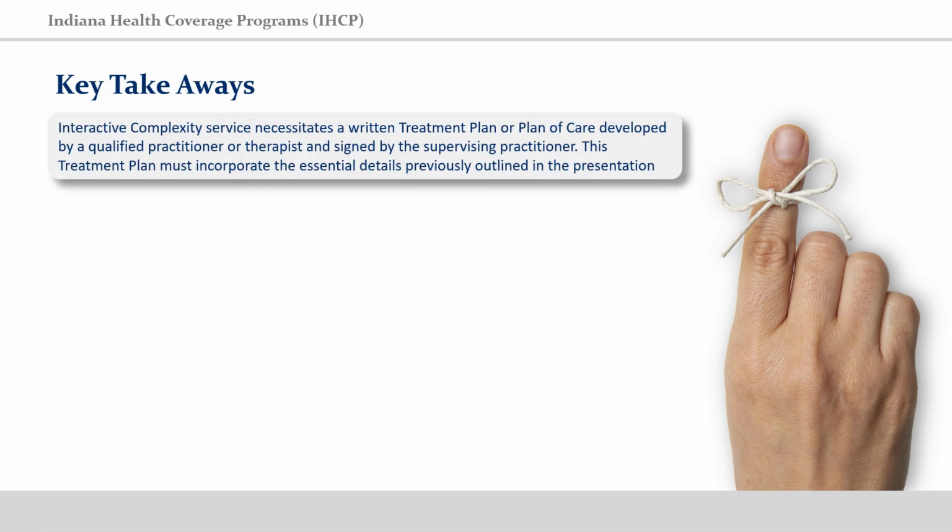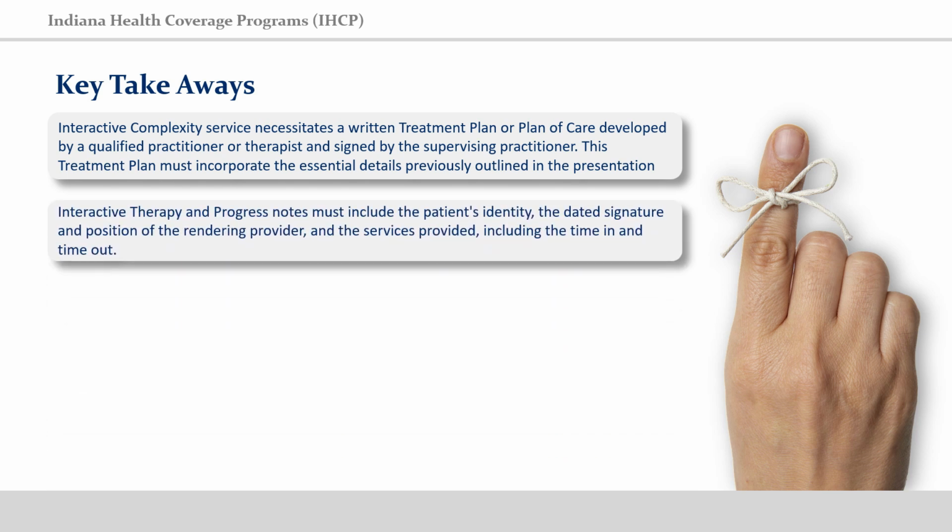The interactive complexity service requires a written treatment plan or plan of care developed by a qualified practitioner or therapist and signed by the supervising practitioner. This plan must include the essential details previously outlined in the presentation. Interactive therapy in progress notes must contain the patient's identity, the dated signature and position of the rendering provider, and the services provided, including the time in and time out.